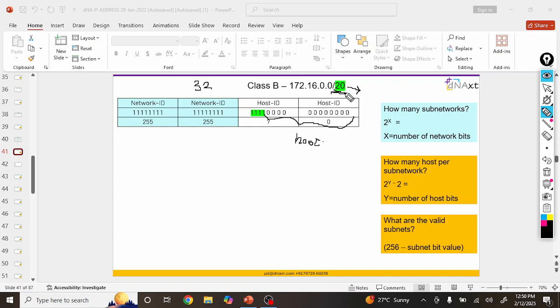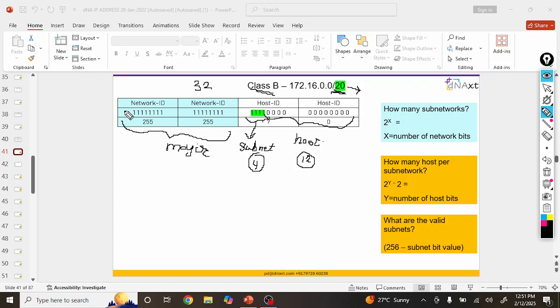Out of 20 network bits, 16 bits are of the major network. As we are discussing class B, slash 16 is the default CIDR value. So 16 bits are of the major network and 4 bits are the subnet bits. So we have 4 subnet bits and 12 host bits.